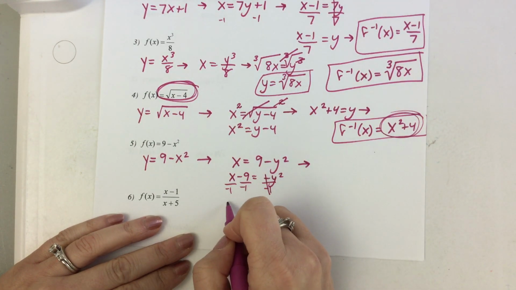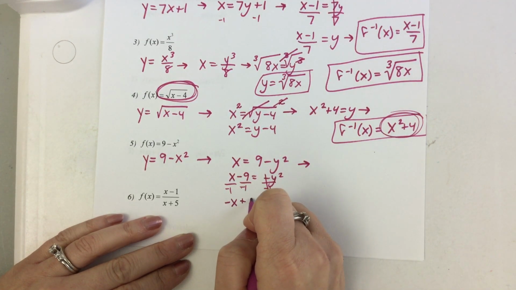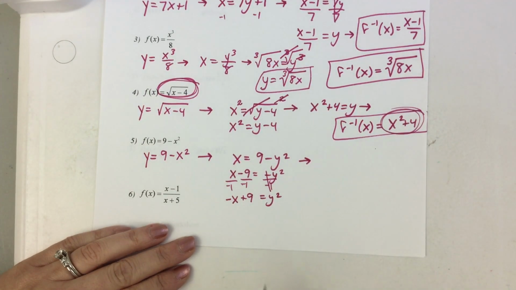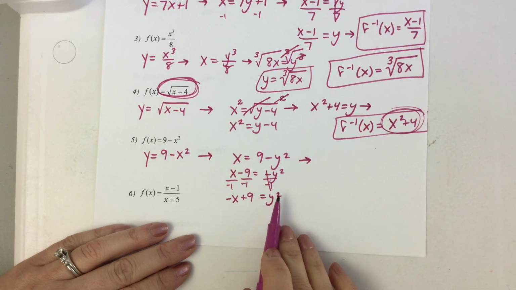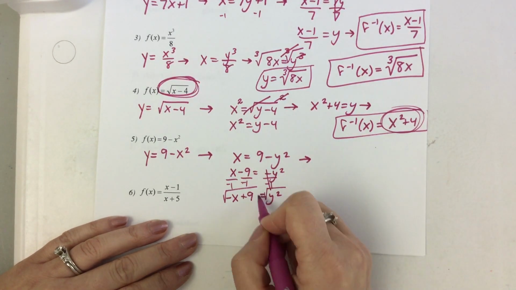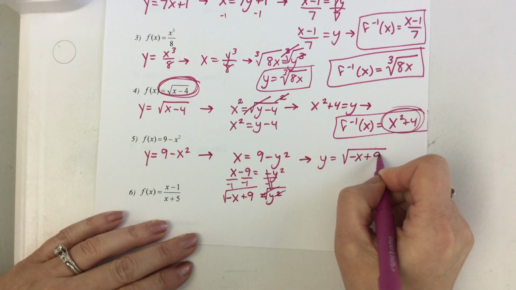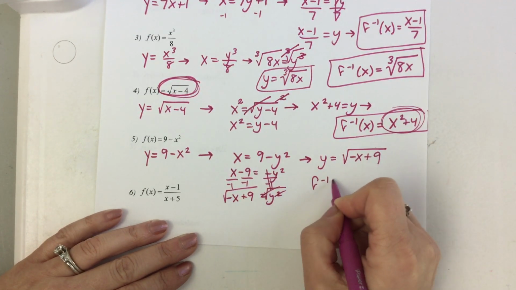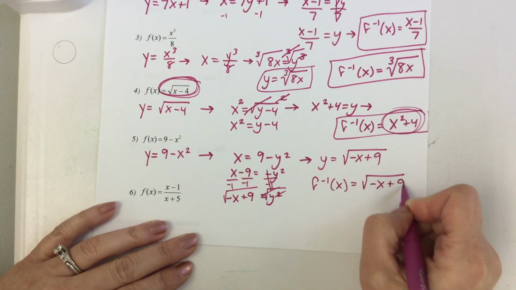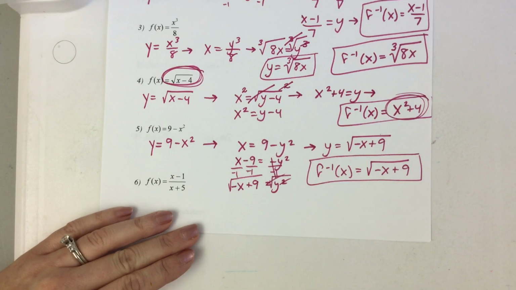Positive x divided by negative 1 is negative x. Negative divided by a negative is a positive. 9 divided by 1 is 9. That equals y squared. Well, if I want to solve for y, I need to cancel a power of 2. To cancel a power of 2, you take the square root of each side. So y equals the square root of negative x plus 9. y is the inverse function, so I go ahead and write it as an inverse. Done.